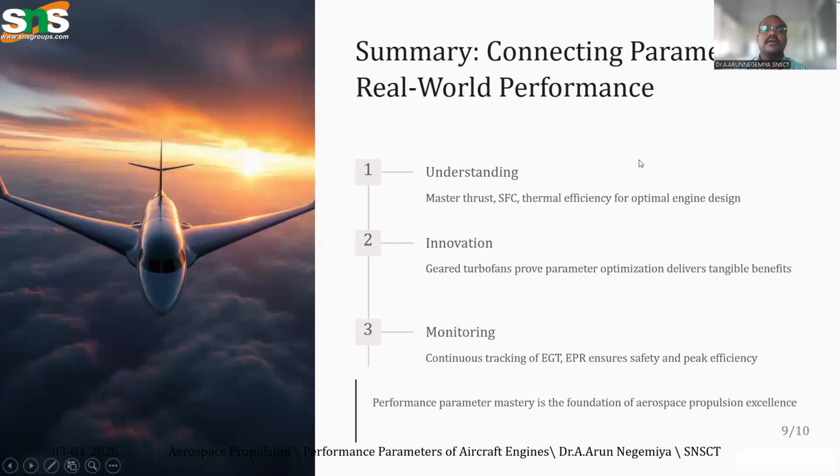As a summary, to conclude this topic, the understanding is mastering thrust and specific fuel consumption, and by innovation, meaning the geared turbofans, and by continuous monitoring of the EGT and EPR. So thank you. We will catch you on the next topic on the next slide.